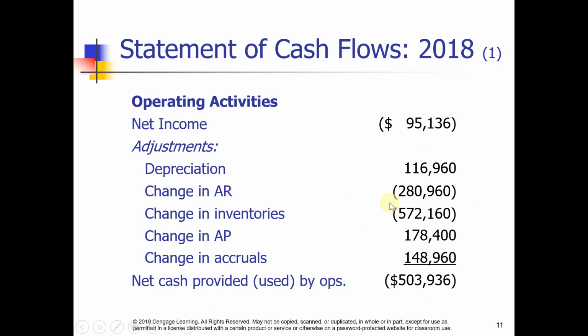After all, considering all that, the cash flow from operations is negative $503,000. That means the operations part itself drained a lot of cash. This company lost a lot of cash, even compared to the net income from operations, mainly because it has invested heavily in accounts receivable and inventories.